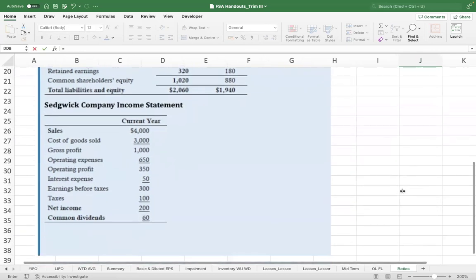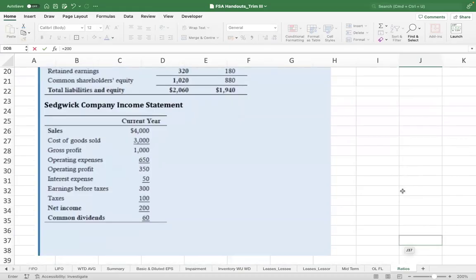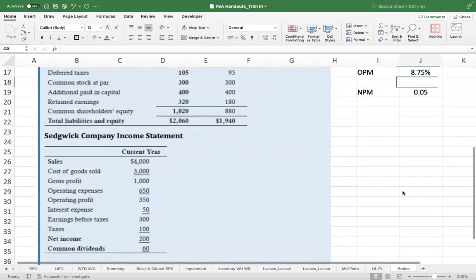So how much should it be? It should be 200 by 4,000, which is 5%.